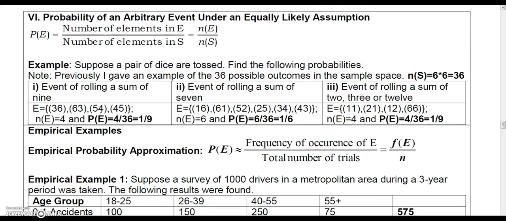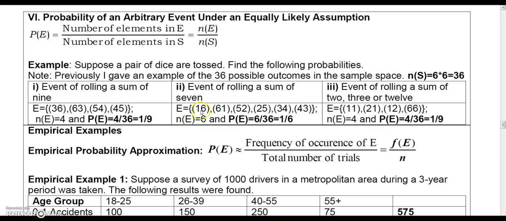Now, let's find some probabilities under the equally likely assumption. Suppose a pair of dice are tossed. Find the probabilities. Okay, so previously I gave you the 36 possible outcomes, and we know there's 36 because there's 6 ways to roll each die, so it's 36 possibilities. The event of rolling a sum of 9. Well, to get a sum of 9, you can roll a 3-6, a 6-3, a 5-4, or a 4-5. So that's 4 ways to roll a sum of 9 out of 36. So the probability would be 4 out of 36, or 1/9.